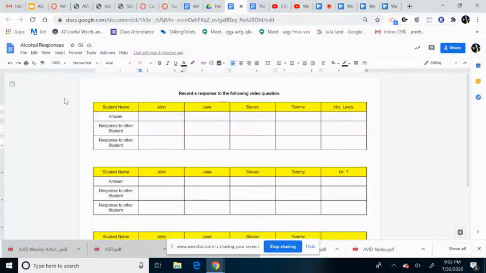So first thing you'll go to, in this case, is the alcohol responses worksheet for health class. Just go ahead and write that in. Okay, so as you can see, whatever the question is, we'll have the question right here. Mrs. Lewis will give you that question, whoever your teacher is will give you that question.